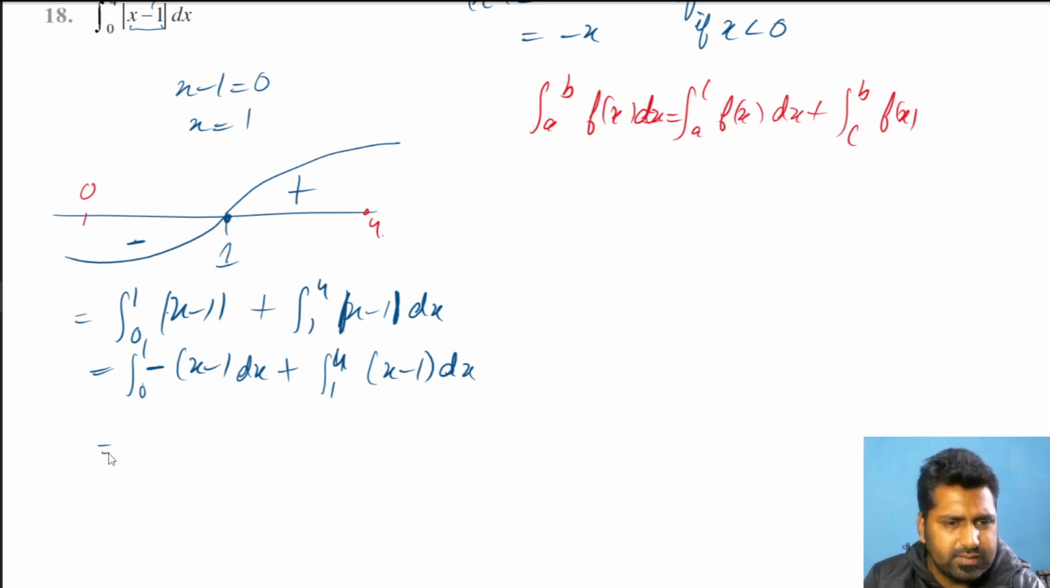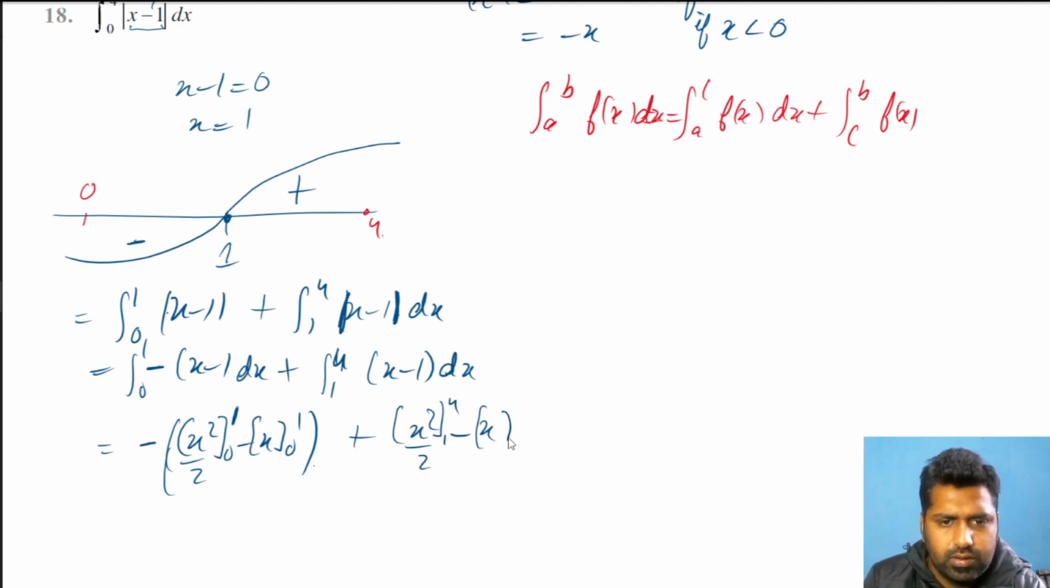And now you solve this. So basically minus of, you'll do it, x square by 2 minus x, and you solve upper limit lower limit in 0 to 1 here. Okay, plus this also is x square by 2 minus x, solve the limit 1 to 4.